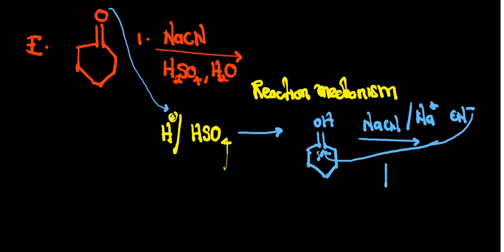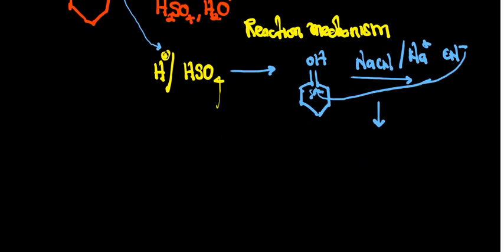And when it attacks, we're going to have attachment of the cyanide, and we're going to have this structure right there. So let me use a different color to show you what's happening. We're having attack from the cyanide attacking the carbon there, and when it attacks, the double bond that is there will break, taking the electrons to the hydroxide.